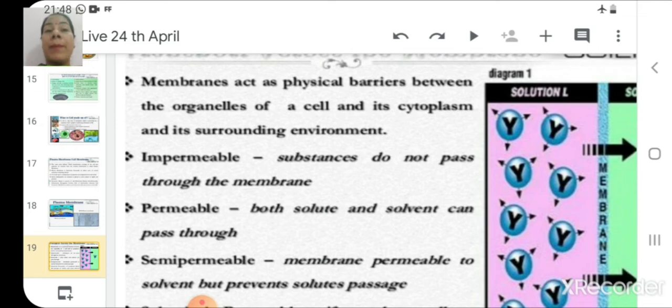permeability, these membranes can be divided into three types. Some membranes are impermeable, which do not allow any material to pass across them. Some are permeable membranes, meaning they allow both solute and solvent to pass across them. And there are some semi-permeable membranes which allow only some of the materials to pass across them. So the plasma membrane is a semi-permeable membrane.